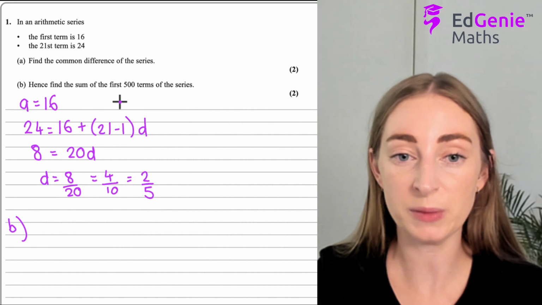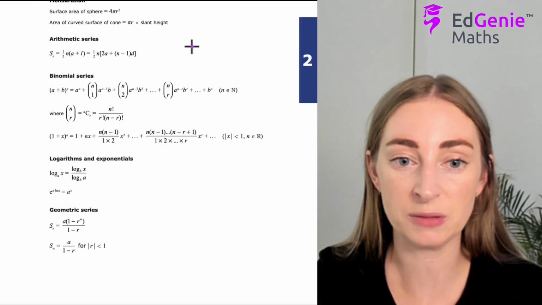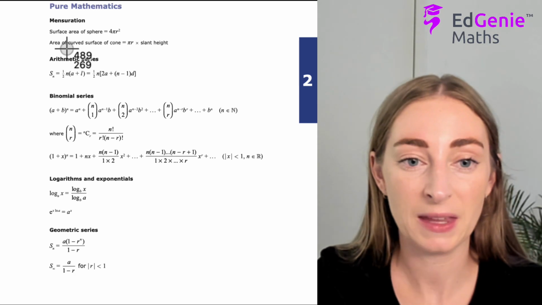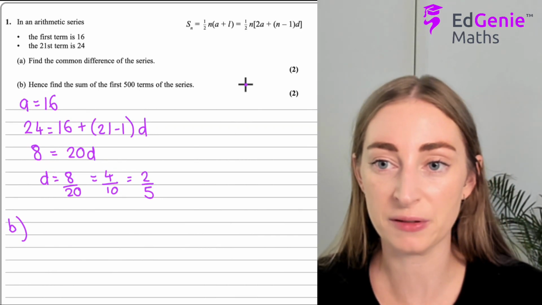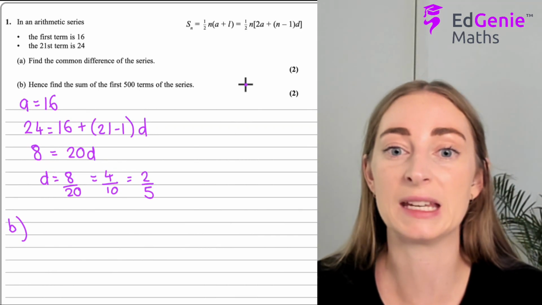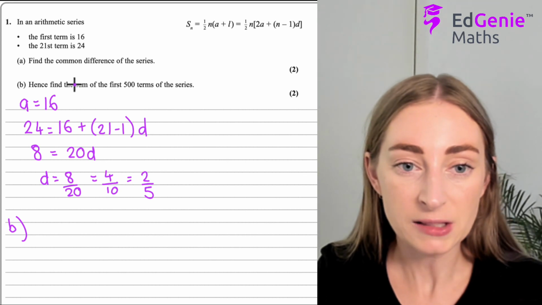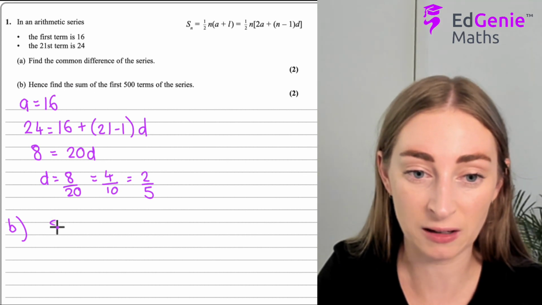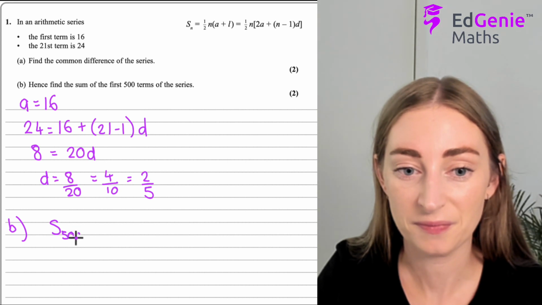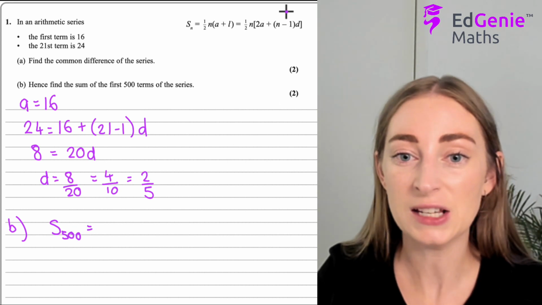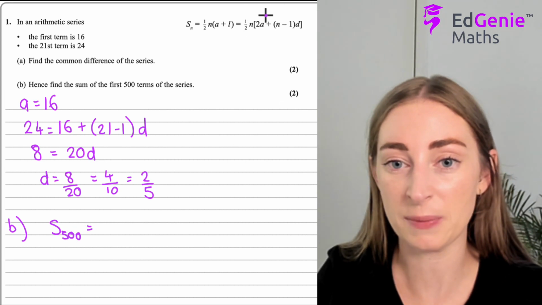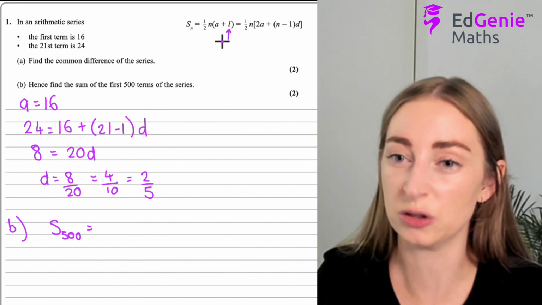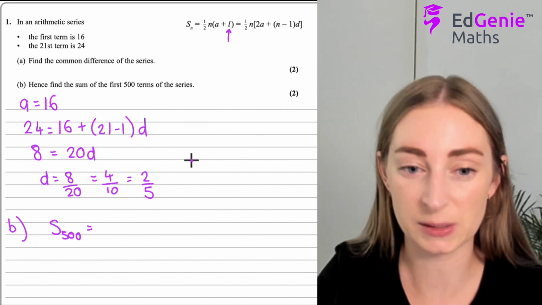So this formula is actually in our formula booklet. You might know this already off by heart, but it's this formula here. So make sure you're really familiar with the formula booklet so you can get what you need really quickly. So we want to find the sum of the first 500 terms. So we're trying to find this. So this formula is going to be the best one because we don't know L. L would be your 500th term, so I'm going to use this one.